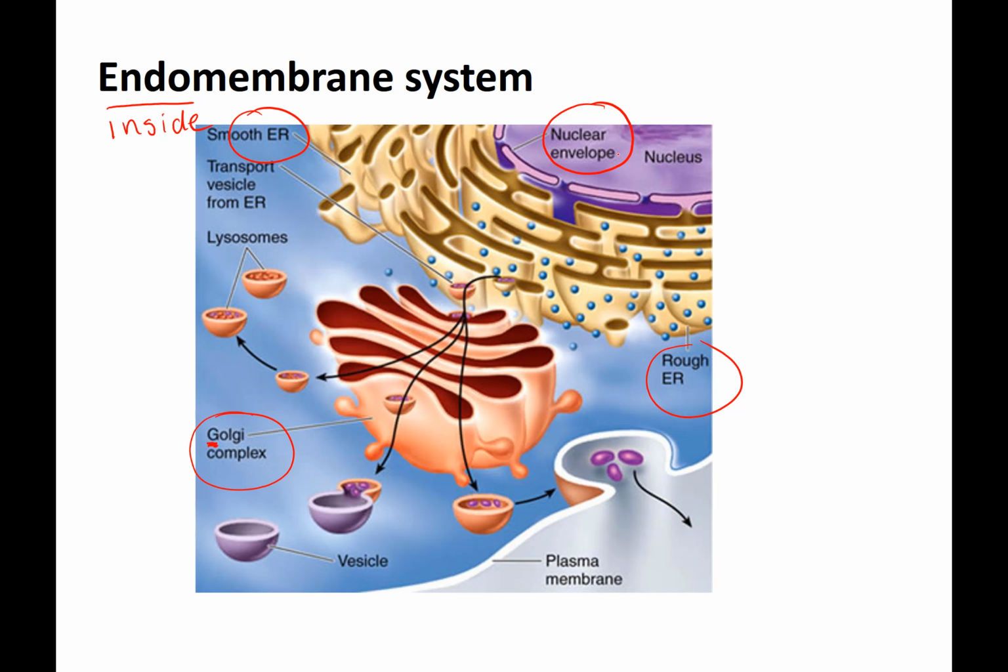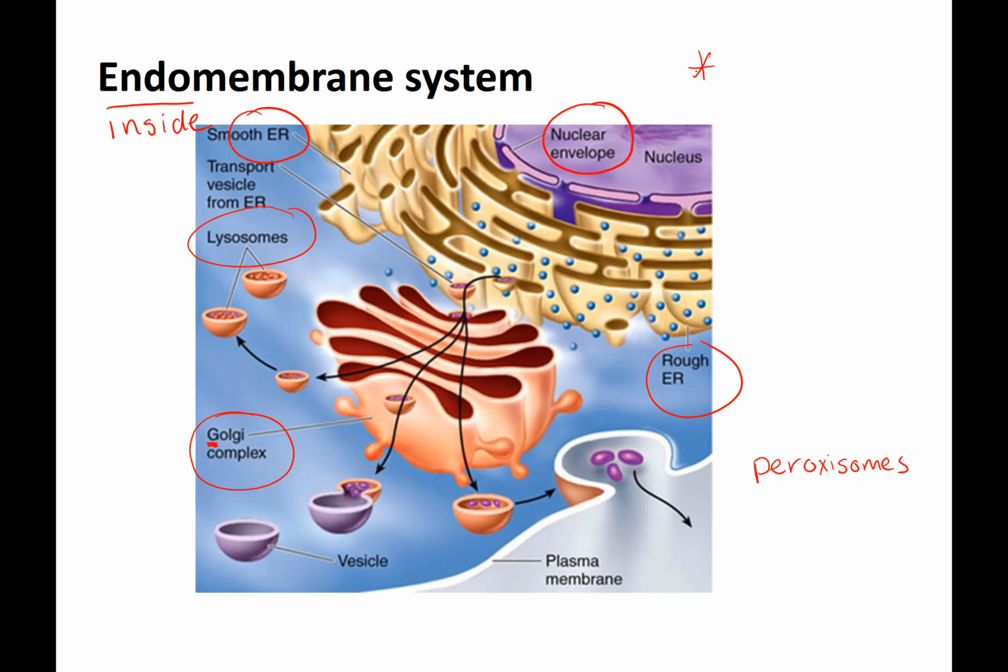Okay, so we have the nuclear envelope, the smooth and rough ER, the Golgi, the lysosomes, and what's not shown on here, peroxisomes. This is all part of this endomembrane system, which means the cell membranes are continuous in the sense that they can move or they can be transported from one of these organelles to another. So before we get into that, a couple things I want you to notice.